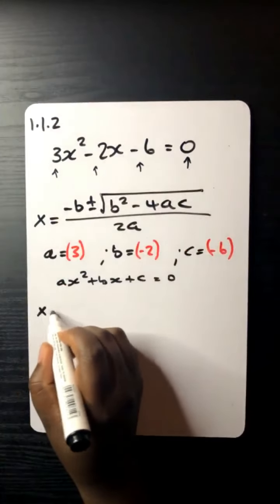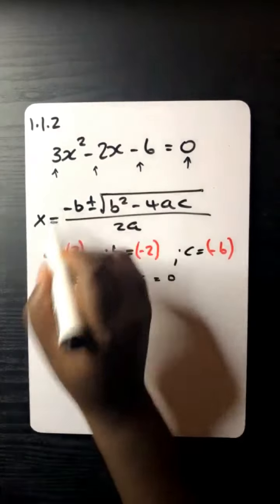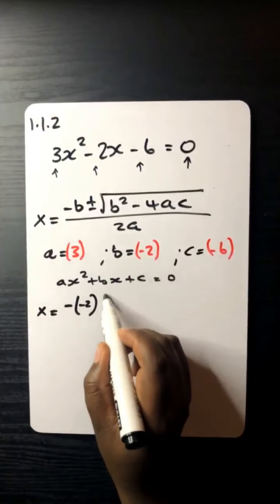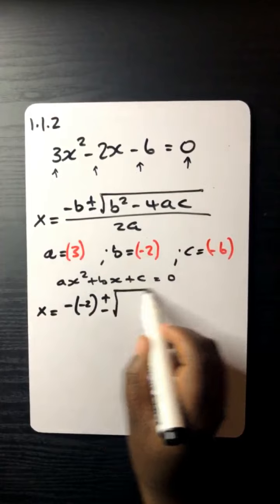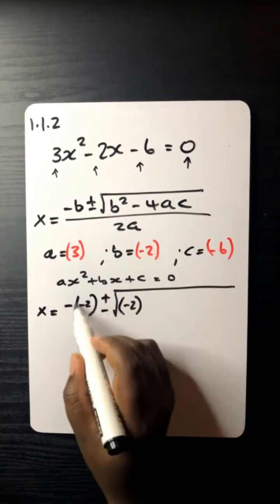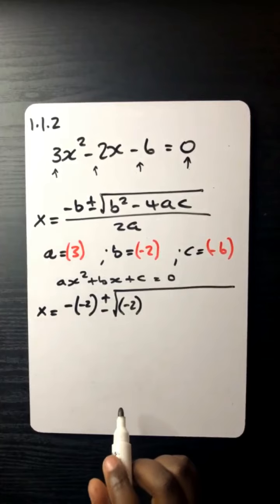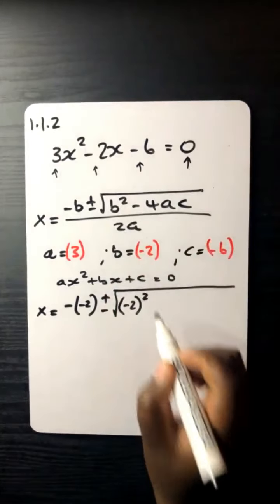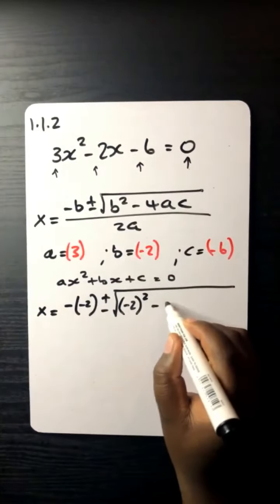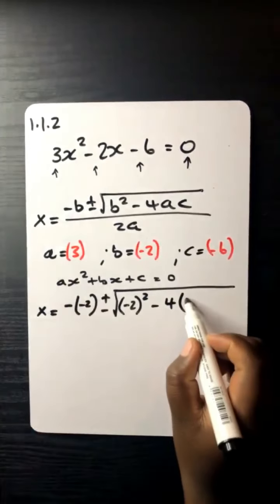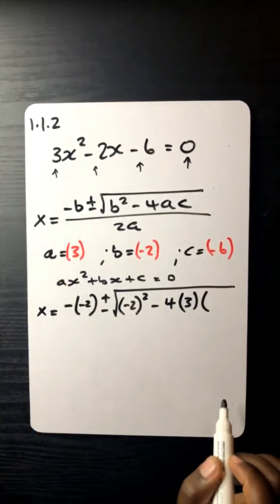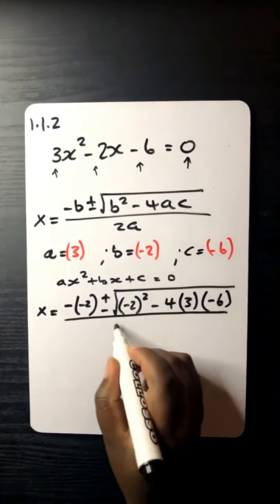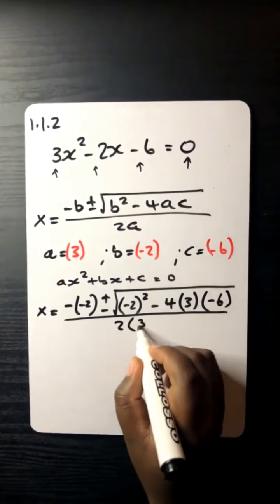So you just say x is equal to negative, originally from the formula, into, what is our B value? It's -2 over there. And you say plus or minus the square root of our B value, which is the same B value as that, squared. Guys, most of you make a mistake of forgetting that squared over there. So please do make sure that you remember that squared. Minus 4, what is our A value? It's 3, ladies and gentlemen. What is our C value? It's -6. So the whole of this is divided by 2 into our A value, which is 3.